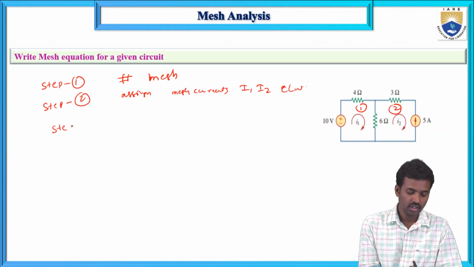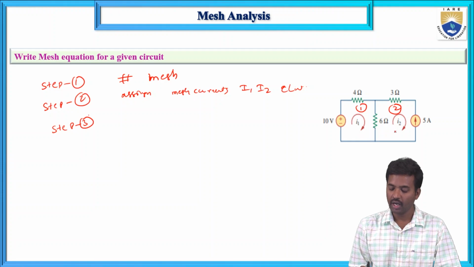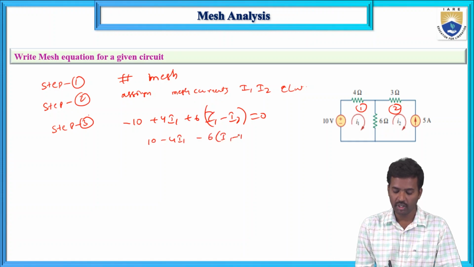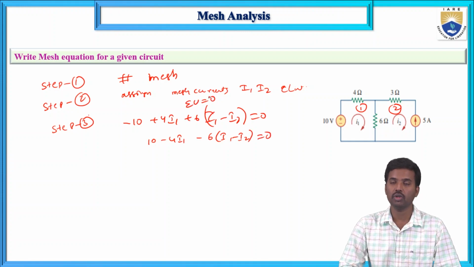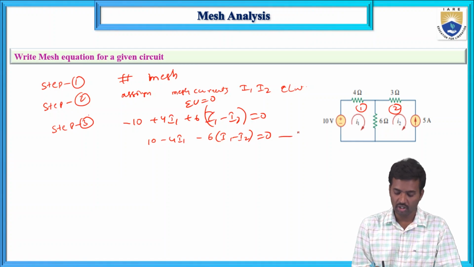Next, step 3: apply KVL in each mesh, here mesh 1 and mesh 2. Apply KVL in mesh 1. So now here: minus 10 plus 4 into I1 plus 6 into (I1 minus I2) equals 0. This is the first mesh equation. The algebraic sum of total voltages in a loop equals 0, that is KVL. So this is equation number 1.